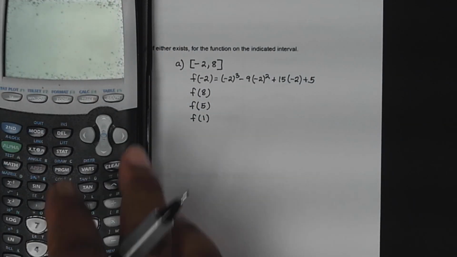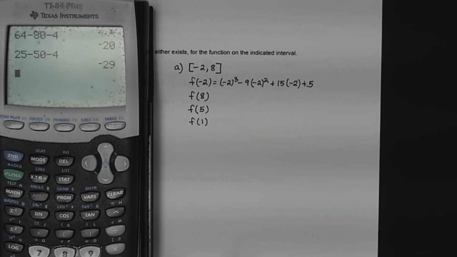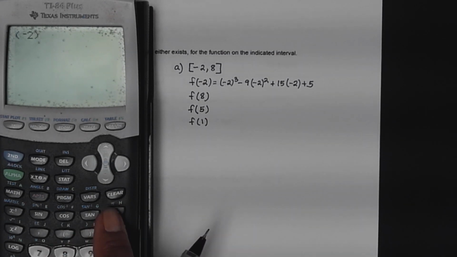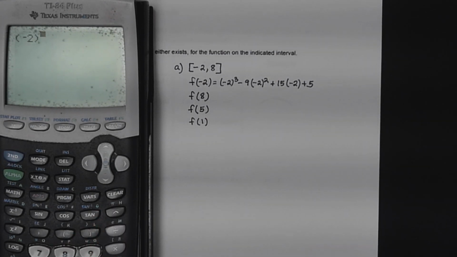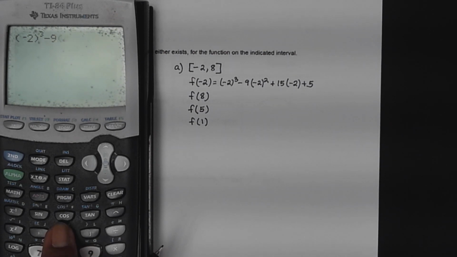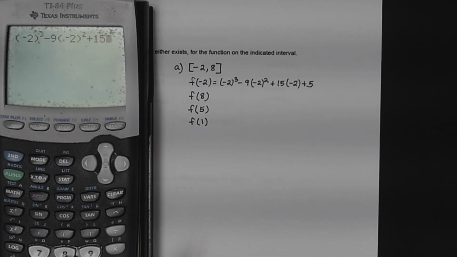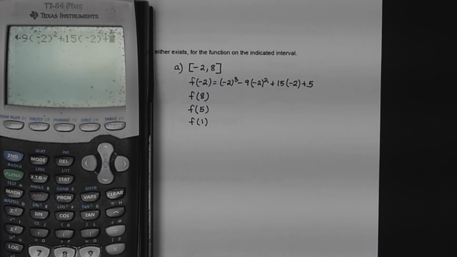And I'm going to do all of this in the calculator to save time, because this will be a lot. All right, so left parenthesis, negative 2, close parenthesis. To cube it, I'm going to use the hat key and type in the exponent of 3, and then use my right arrow key to get out of it. Minus 9, and then left parenthesis, negative 2, close parenthesis, and then square it. Plus 15, left parenthesis, negative 2, close parenthesis, plus 5, and then hit enter.